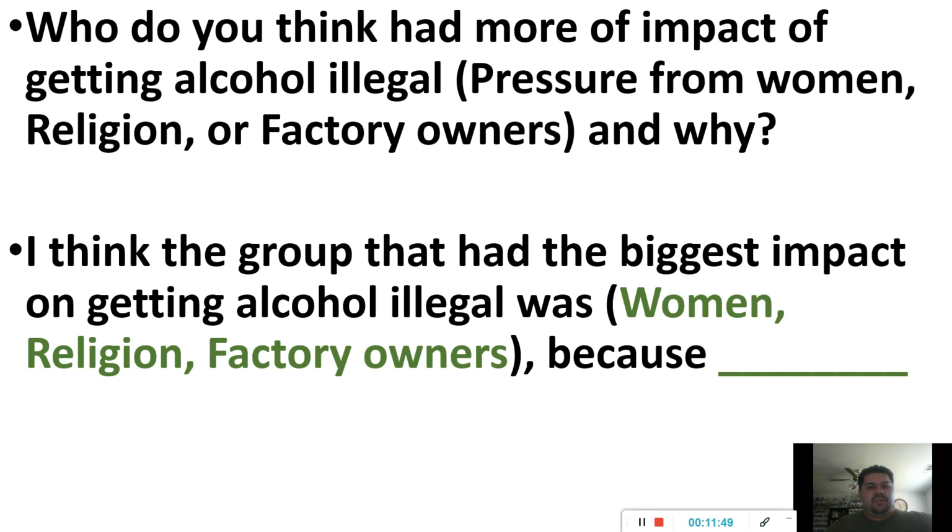The words in color, like I told you in the other class, in the other videos, the part in color is where you put your opinion. Okay, so which one do you think? Is it the women, the religious groups, or the factory owners? That's where you would pick which one. And then, because, in the green section again, why? Explain. Why did you pick that group? Okay, please, please, please write down the whole sentence.